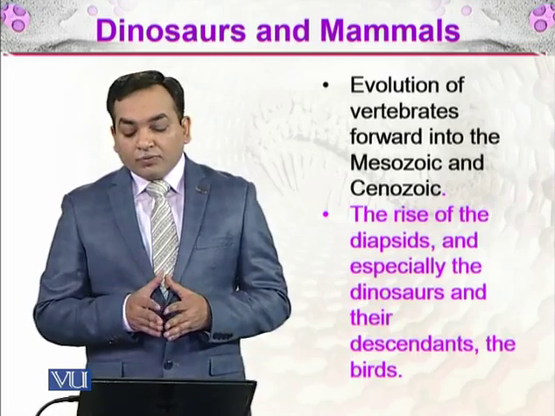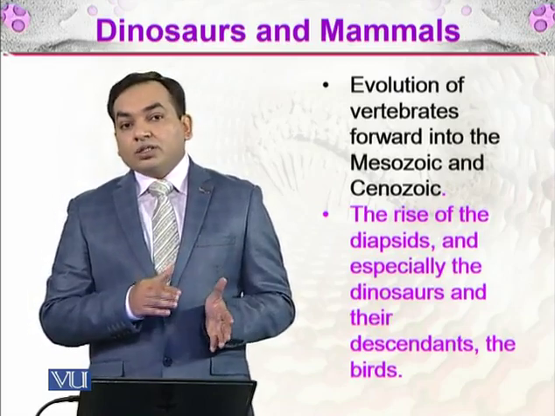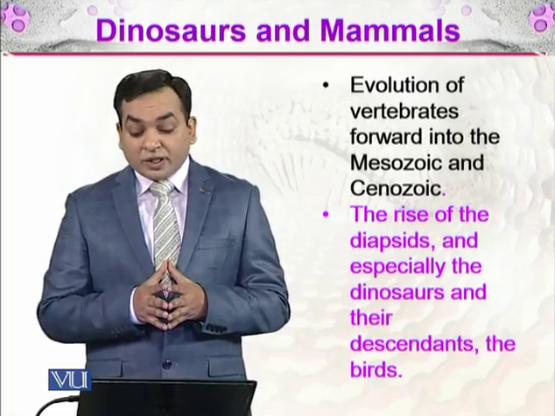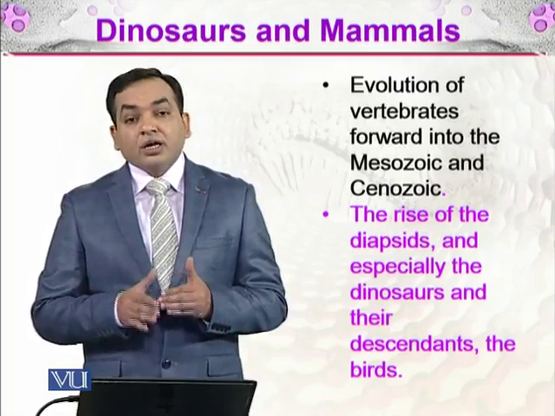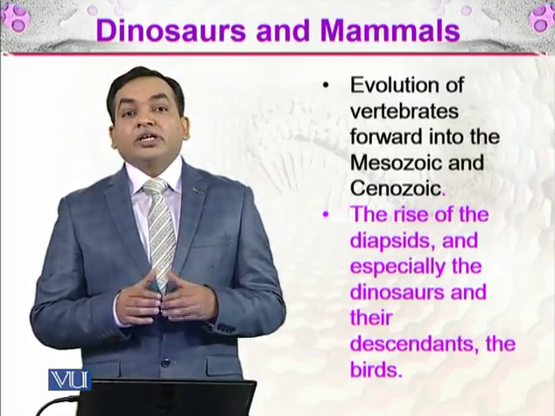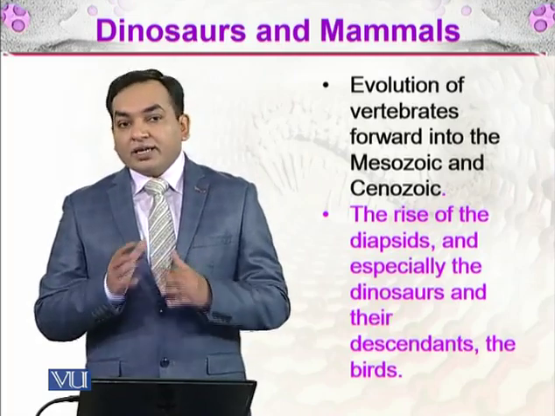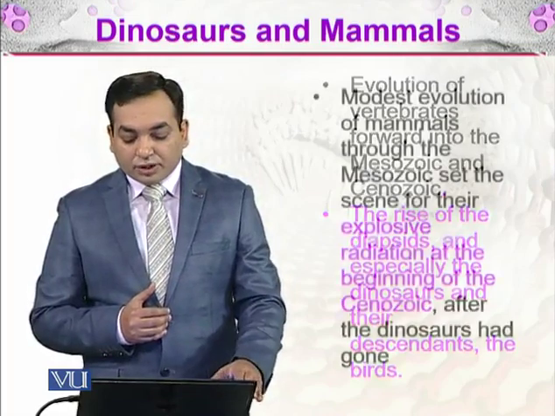So, the evolution of vertebrates forward into the Mesozoic and Cenozoic. There was much more evolution going on in the Mesozoic and Cenozoic, which we will be discussing later. And the rise of diapsids, especially dinosaurs and their descendants, the birds, gave rise to increased biodiversity later. But at some point, they went extinct and the mammals took their place.